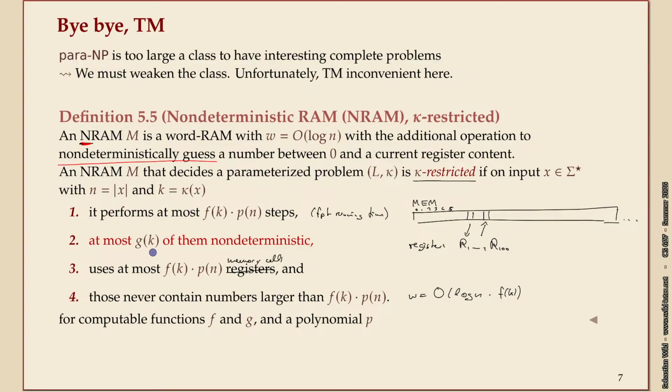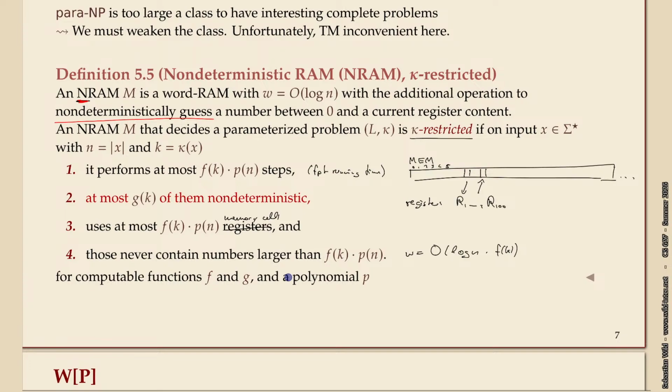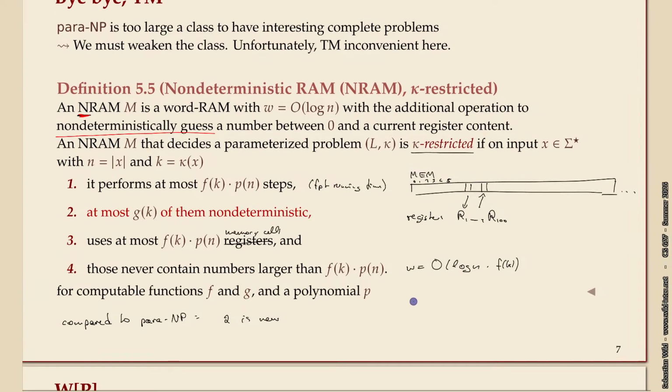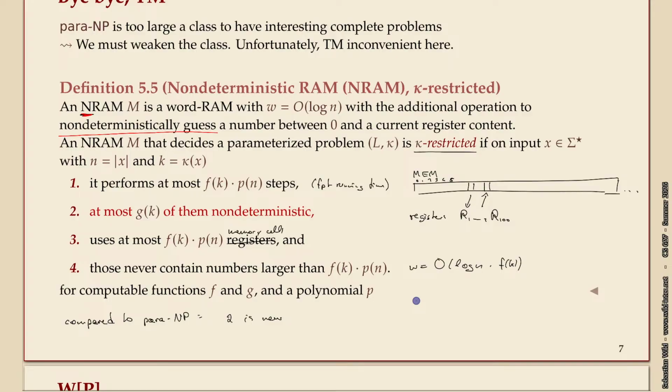So how does this compare to Turing machines and FPT running time? Especially if you compare it to para-NP. There we didn't have step 2. We said non-deterministic Turing machine with a certain running time, but it was allowed to do a non-deterministic step each time it does a step. And so this restriction 2 here is the key difference.